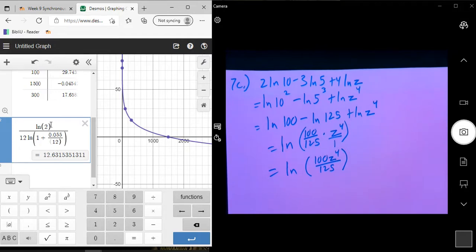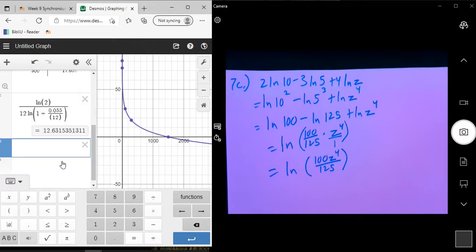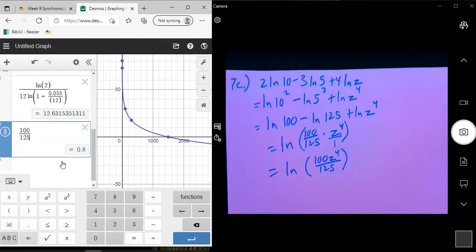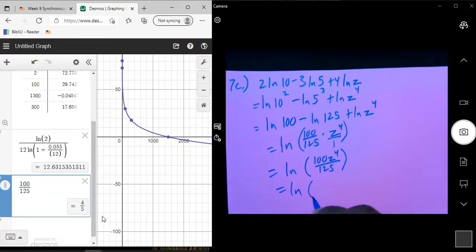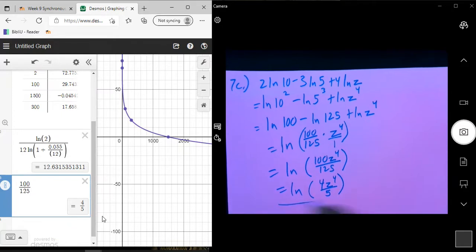Now 100 and 125 both have 25 in common. Or you could use your Desmos calculator. We could type in 100 divided by 125, and it gives us 0.8. Well, we click here, and it gives us the fraction 4/5. So this would be the natural log of 4z to the fourth all over 5. And that is your final answer.